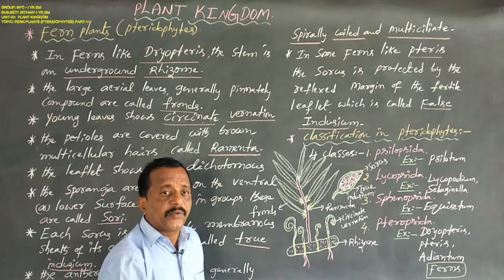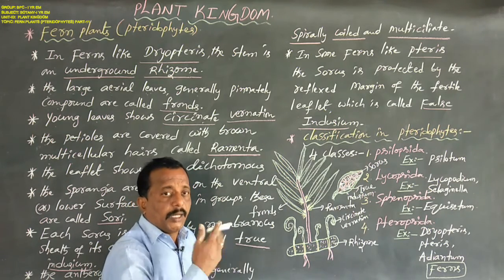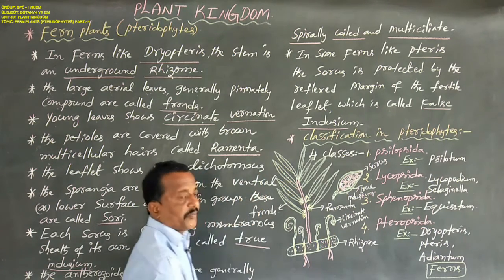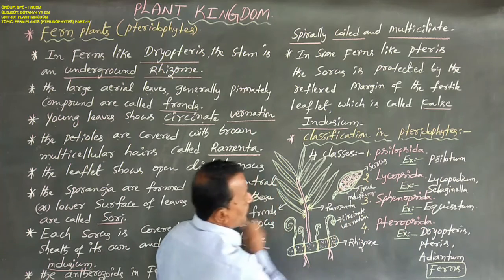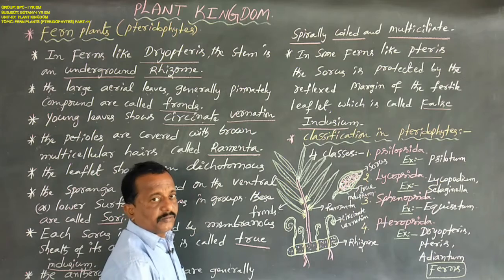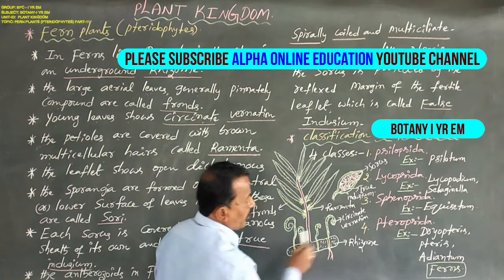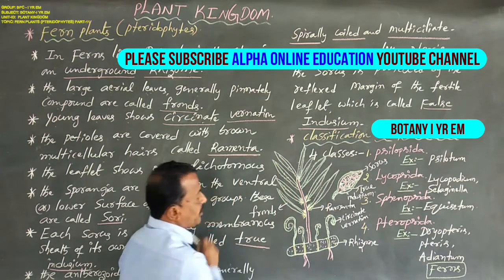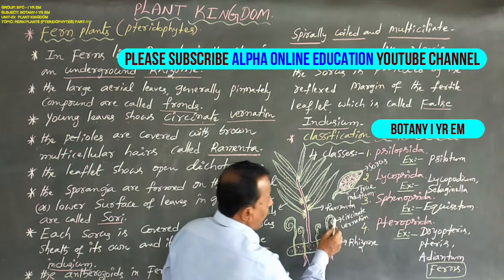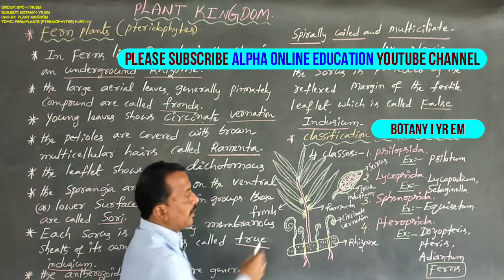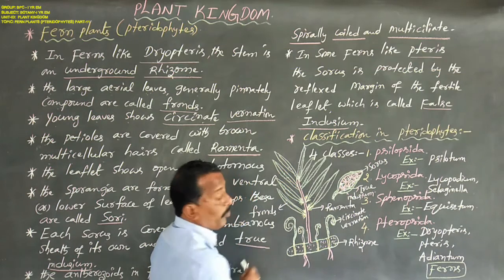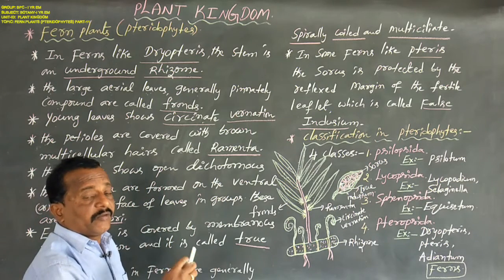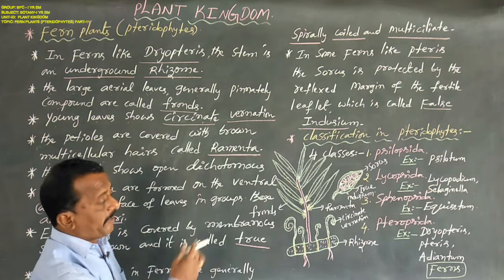In fern plants the petioles have brown multicellular hairs called ramenta. So this is circinate vernation, this is ramenta, and this is the rhizome. The stem is an underground rhizome. The leaves are large fronds, pinnately compound, and young leaves show circinate vernation. The petiole of these leaves has brown multicellular hairs called ramenta. These are very important characteristic features of fern plants.